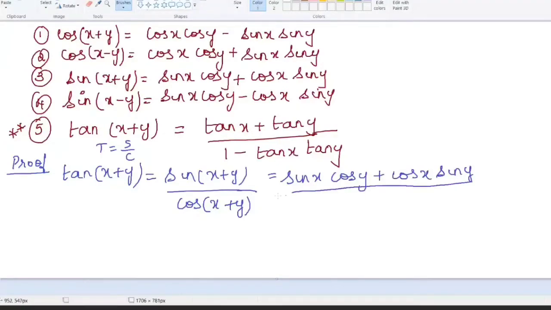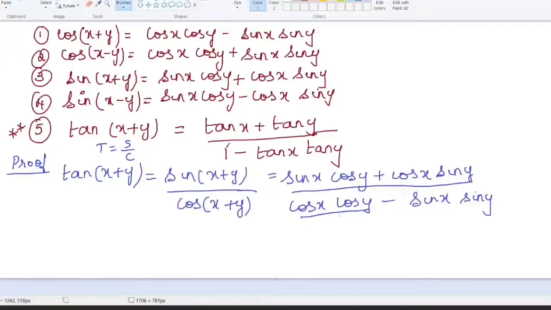cos of x plus y. What is the formula? You know the cos x plus y, our first formula. Write that: cos x cos y minus sin x sin y. Now look here. You want tan x, so look at the denominator. This part has to be 1. That means you have to divide by cos x cos y. So that idea should come to your mind first.